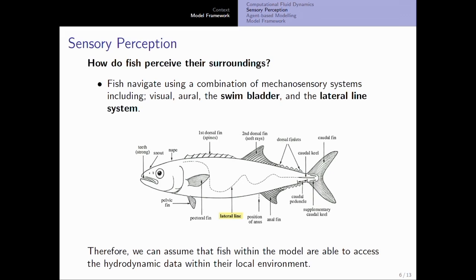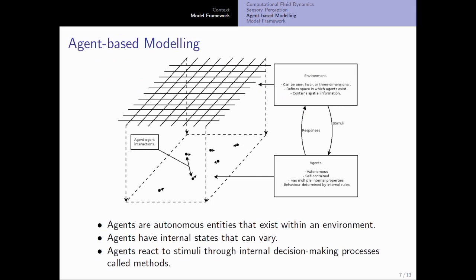So we can assume that each fish within the model can access the environmental data from the output of the CFD, and it can look up the data around itself within a certain local environment. Once we have that, we can move on to some agent-based model. The agent-based model requires two things: an environment, which we've covered, and the agents themselves. Agents are autonomous, they aren't controlled, they're self-contained, and they have a number of different internal properties.